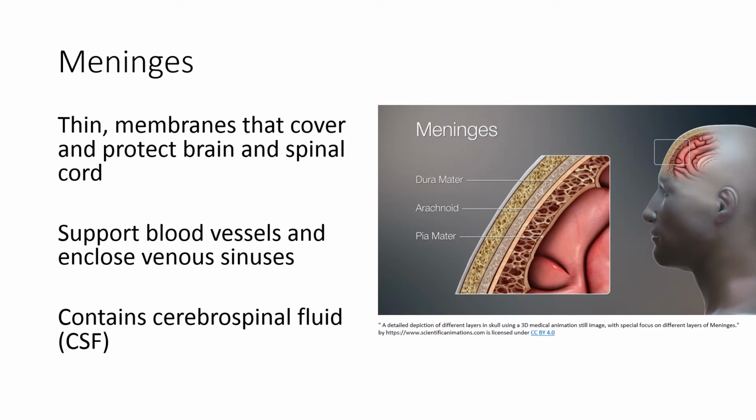The meninges are thin membranes that cover and protect the brain and spinal cord. They support blood vessels and enclose venous sinuses. They also contain the cerebral spinal fluid. As you can see from this image, there are three meninges.